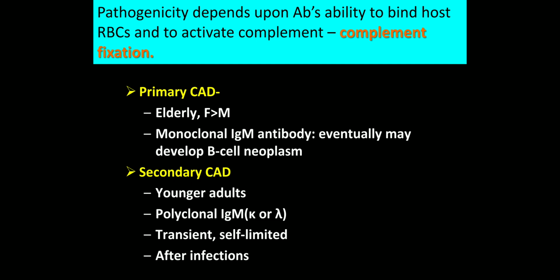And primary cold agglutinin disease is usually seen in elderly females. Okay, and if it is a monoclonal type, that is a single clone of cells which develops into these IgM antibodies, that can even result in a B cell neoplasm. Okay, any B cell malignancies. Whereas secondary CAD is usually seen in younger adults. It can be polyclonal. Just remember a few general points regarding this cold agglutinin disease.